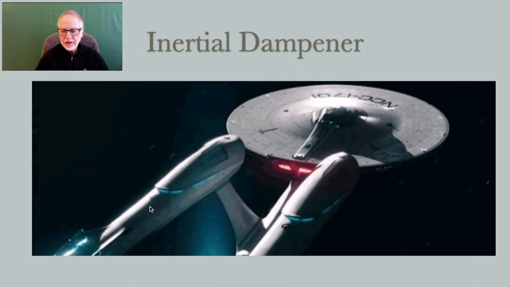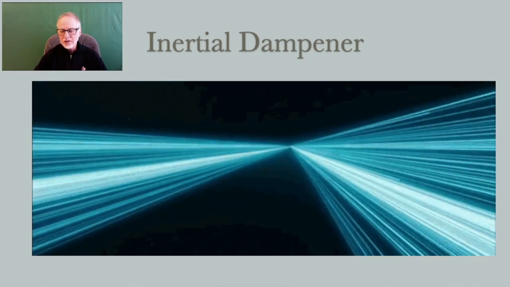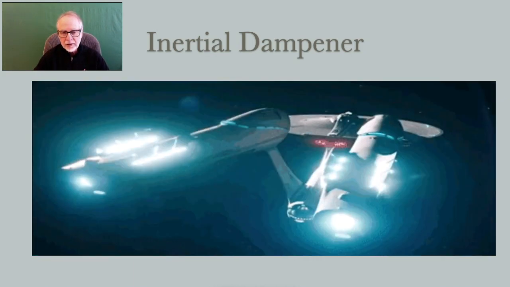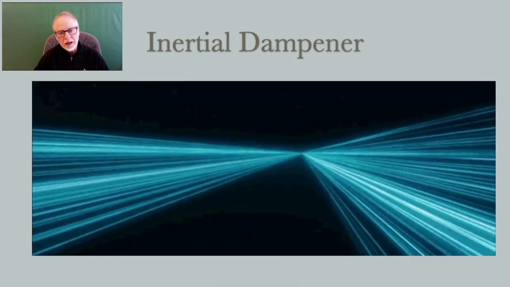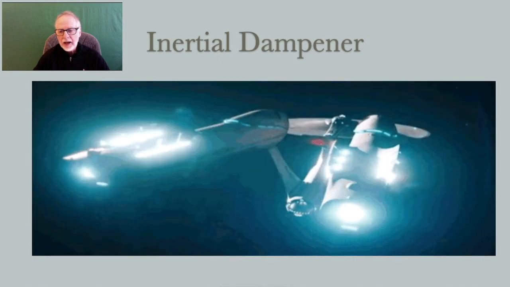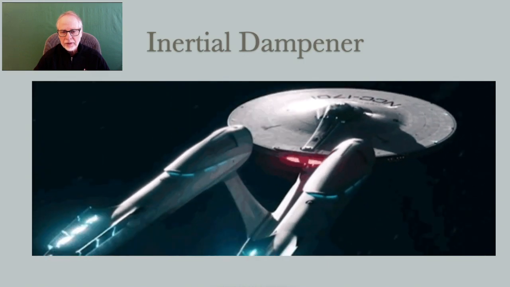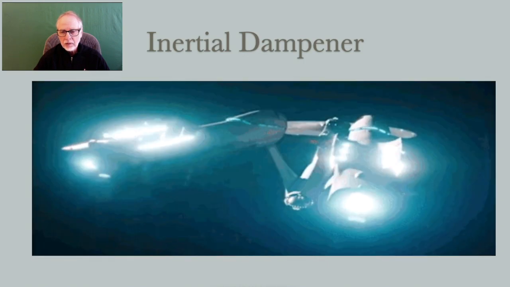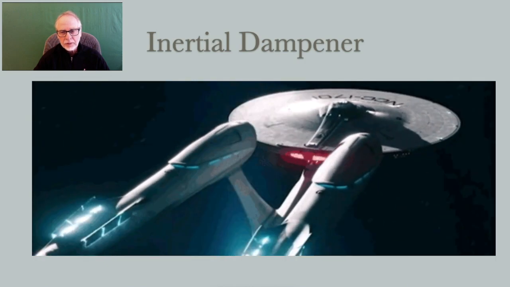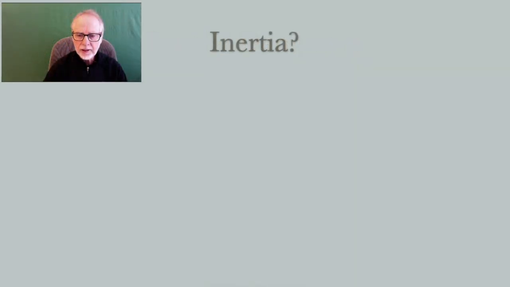So here we see a simple depiction of, in the Star Trek universe, the Starship Enterprise moving to warp speed, corresponding to speeds at the speed of light and faster. So what is it about this process that requires an inertial dampener? Well, to talk about that, we first need to think about the concept of inertia and exactly what that means. So what is inertia?